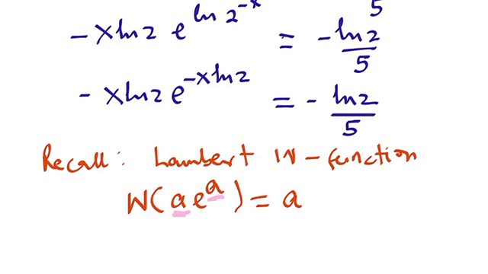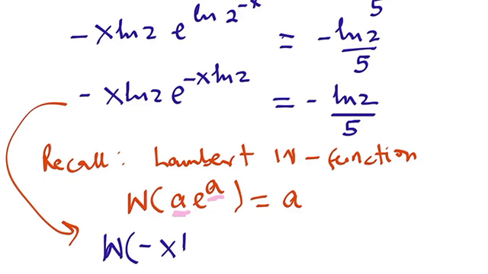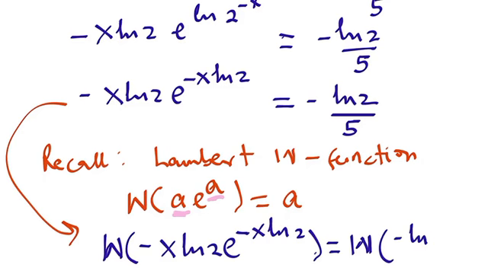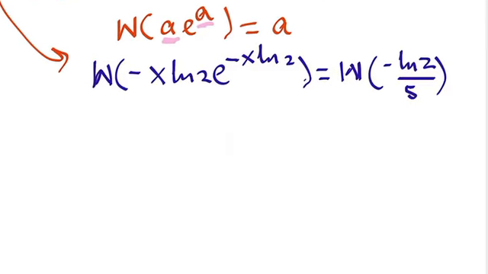Now let's come from here. We're going to have the Lambert W function of minus x ln of 2 e to the power of minus x ln of 2, then equals the Lambert W function of minus ln of 2 over 5. Understood? All right, so moving on.